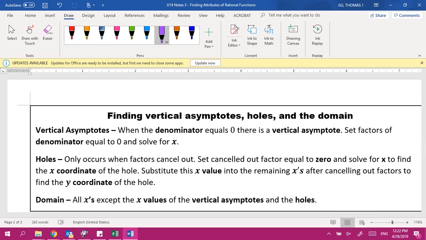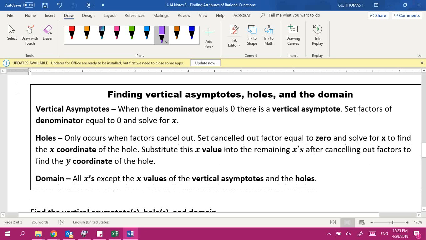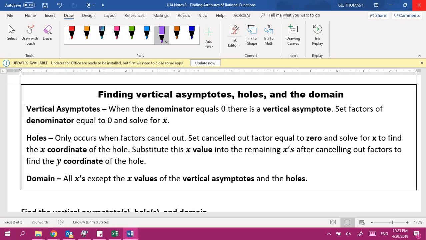How do you know if there's a hole or not? Yeah, it tells you on the paper. Yeah, when the factors cancel out. Remember when you have a factor on the top and you have a factor on the bottom, you cross it out, that's when there's a hole. Just curious if anybody actually remembered off the top of their head. All right, so let's take a look at some of these problems then.